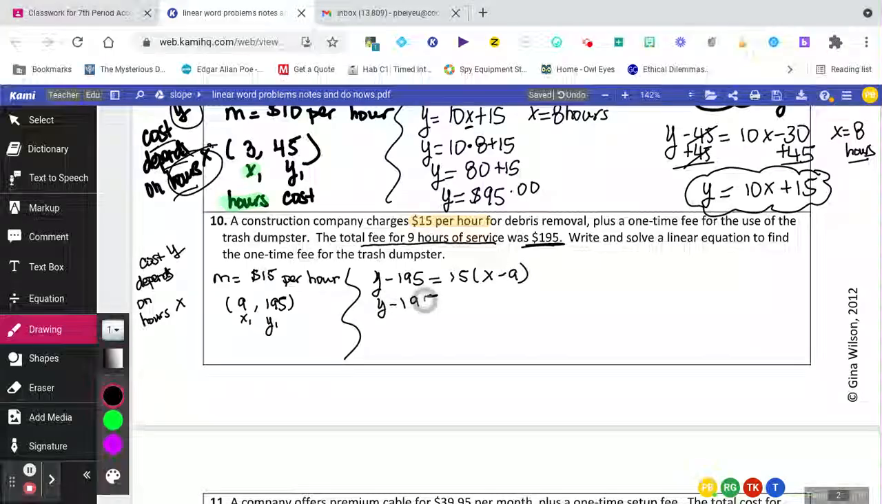We're going to use the distributive property first. It's going to be 15x minus 135. Add 195 to both sides. So y equals 15x plus 60.